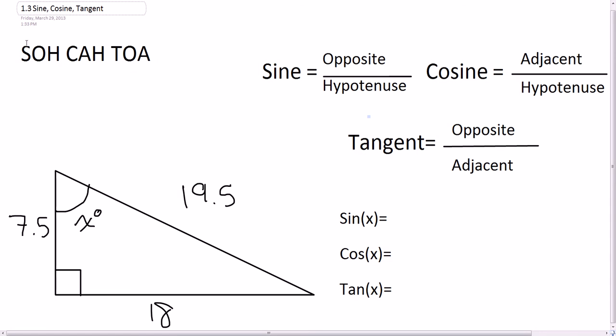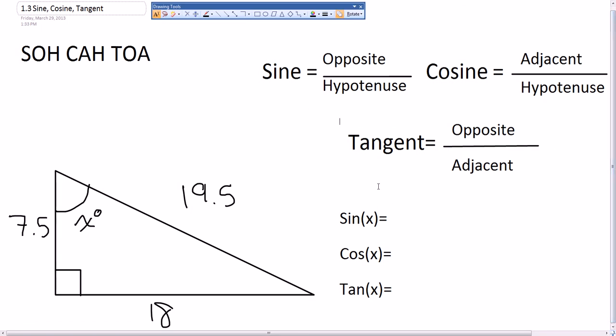S-O-H, this is sine is equal to opposite over hypotenuse. C-A-H, cosine is equal to adjacent over hypotenuse. And TOA, tangent, is equal to opposite over adjacent. SOHCAHTOA. Now, remember that the sine, cosine, and tangent functions are given to you on your data sheet, but as you progress later in your academic careers, SOHCAHTOA is going to stay with you because trigonometry is an incredibly important part of mathematics.